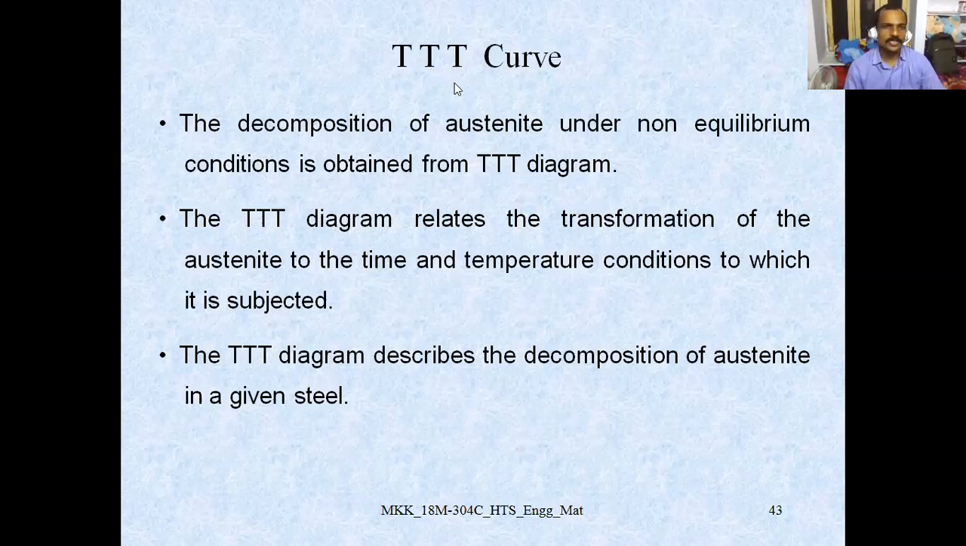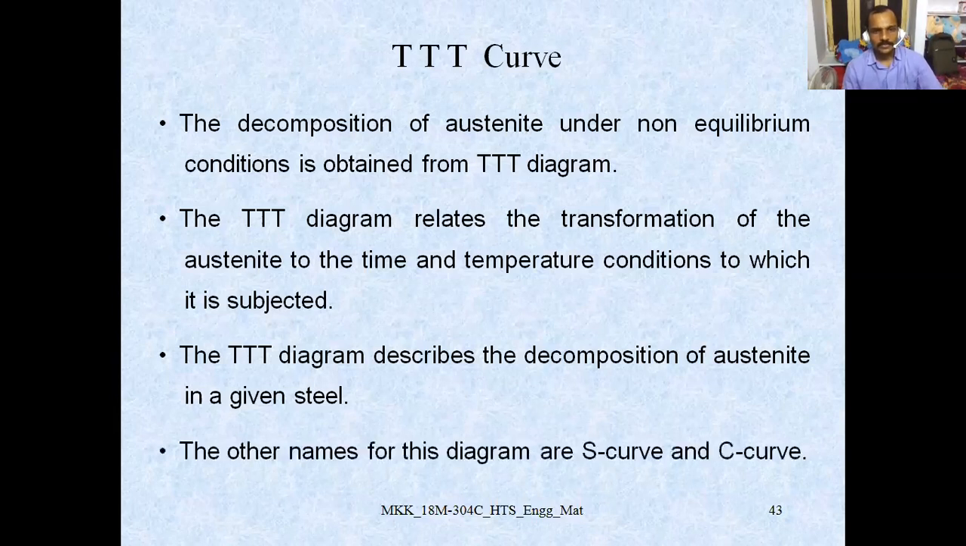So that is the TTT curve. The decomposition of austenite under non-equilibrium conditions is obtained from the TTT diagram. So the TTT diagram relates the transformation of austenite to the time and the temperature conditions. This diagram for steel clearly explains the decomposition of austenite. The other names for this particular triple T diagram are S curve and C curve.